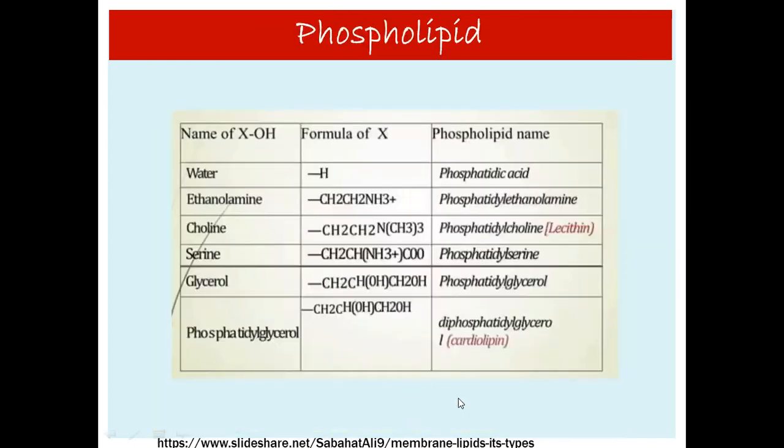Now we will see how much variation is possible here. Only this X group is varying. When X is hydrogen, it is phosphatidic acid. When it is like this, it is ethanolamine, phosphatidyl ethanolamine. Phosphatidyl choline is there when the X group is choline. Serine gives phosphatidyl serine, glycerol gives phosphatidyl glycerol. All these are different types of glycerophospholipids, and they are very important structural components of biological membrane and have a lot of functions.